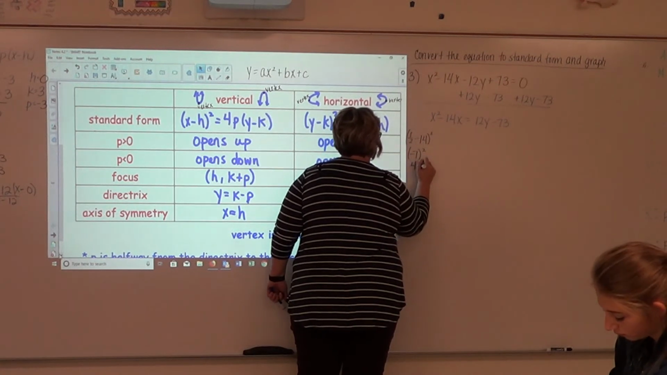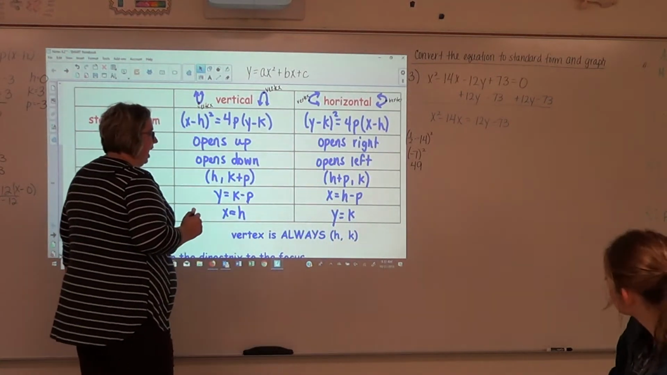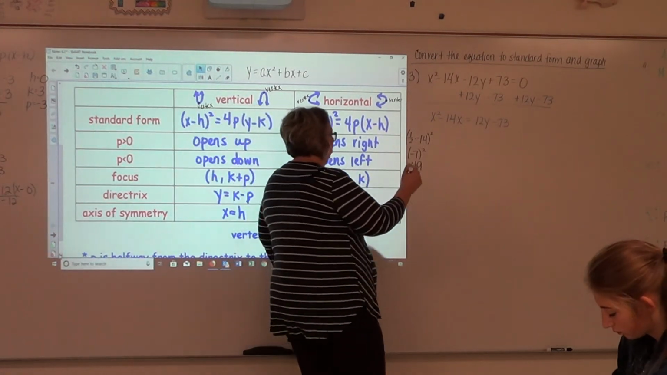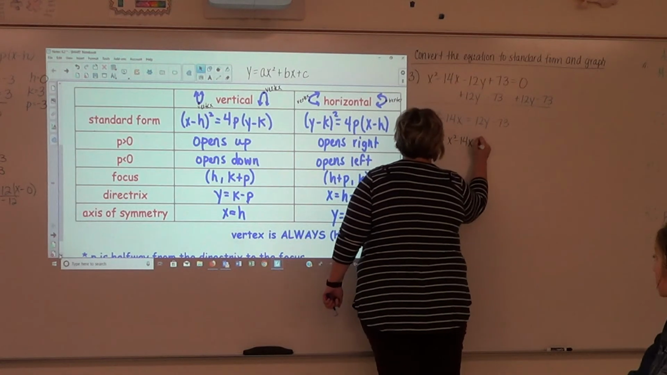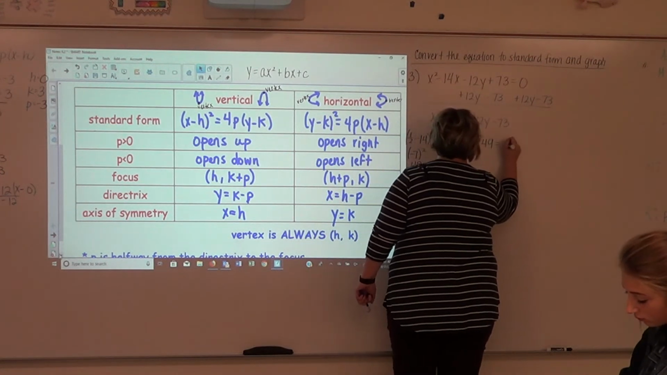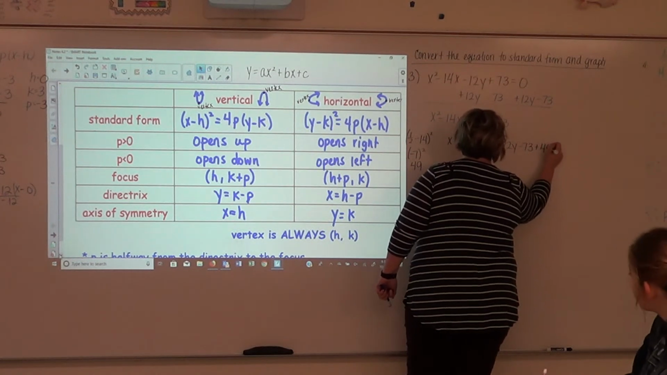Negative 7 squared is 49. And you're going to add that to both sides of the equation. So this would be x squared minus 14x plus 49 equals 12y minus 73 plus 49.